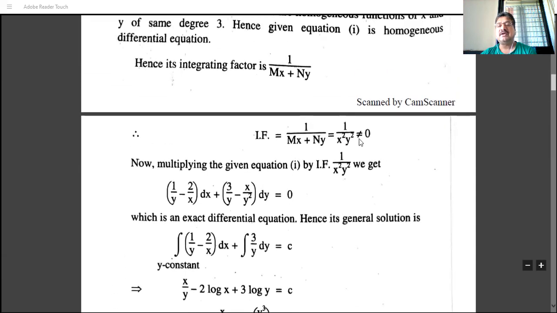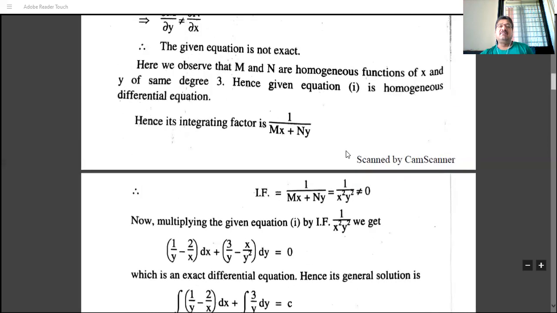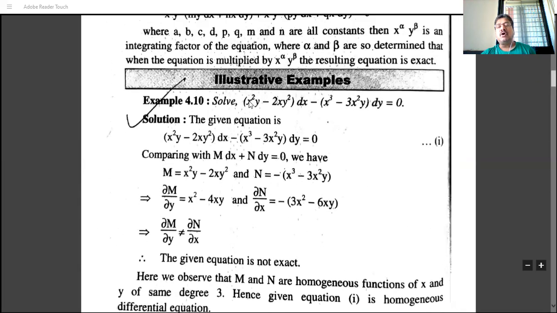by Mx plus Ny, that is 1 by x square y square, and this is the integrating factor. So the question is: solve this differential equation, or another format of the question is: find the integrating factor for this differential equation and then solve the differential equation. So this is the other format.